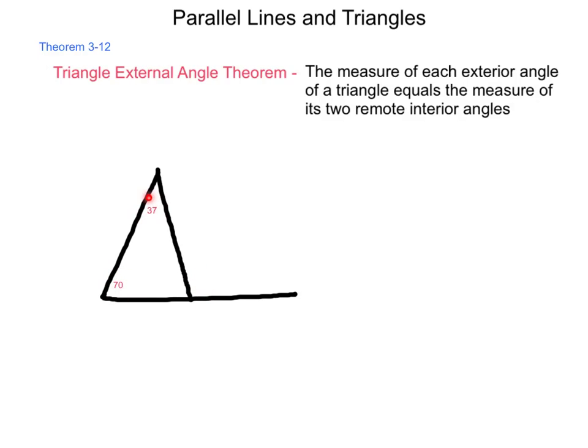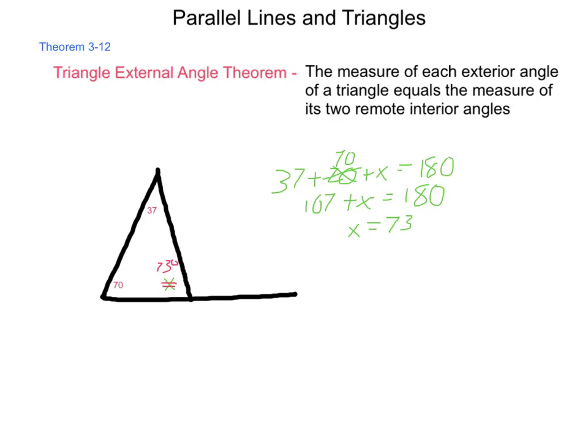Now using our triangle angle sums, we can conclude, if we were to label this as being x, that 37 plus 70, that should be 70, plus x has to equal 180. So we have 107 plus x equals 180. Subtracting the 107, we're told that x is 73 degrees. So I'm going to replace this x with 73 degrees.